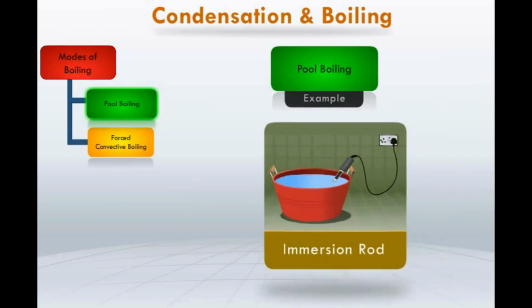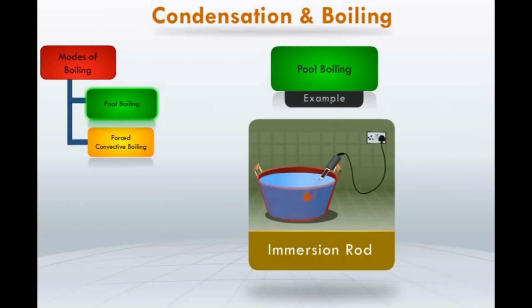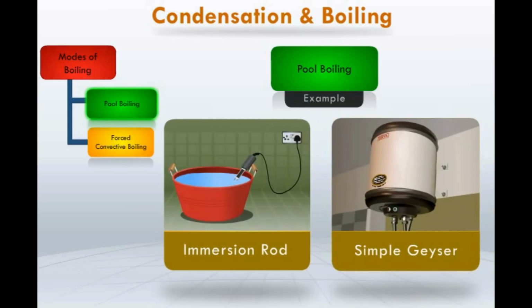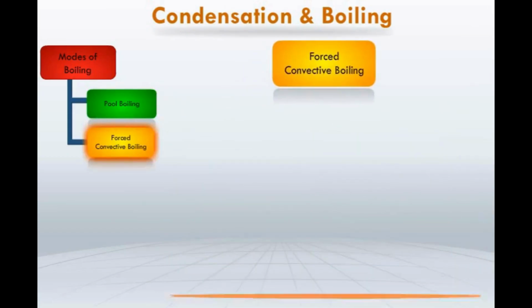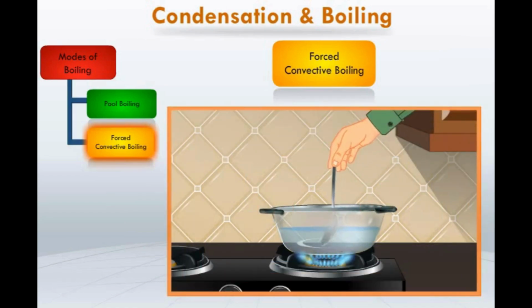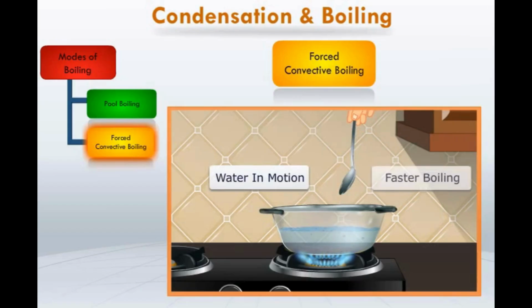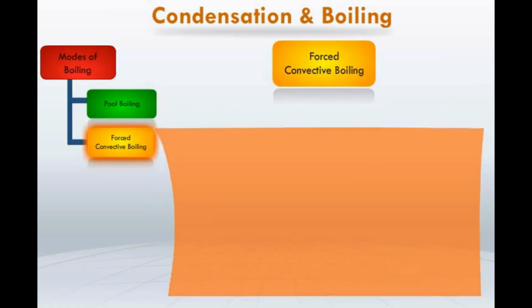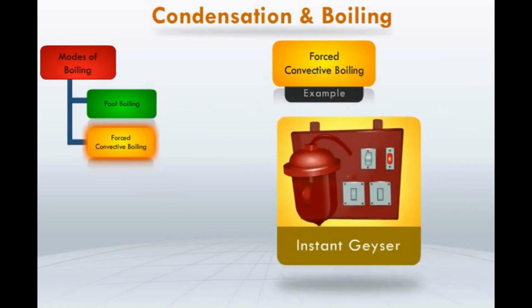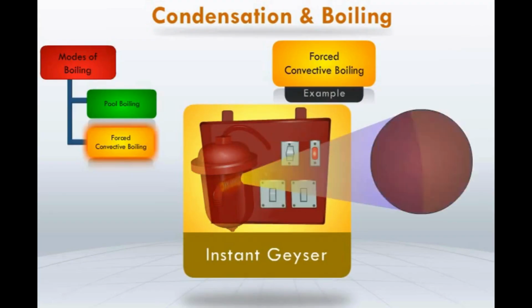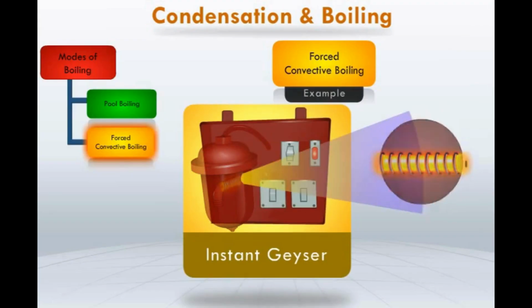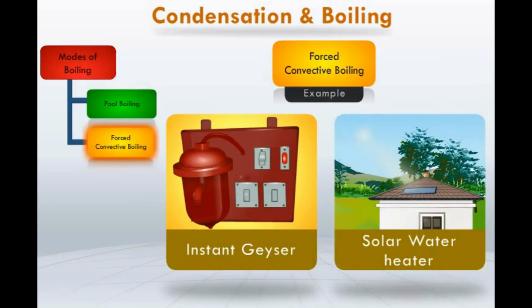For example, boiling the water with an immersion rod and a simple geyser, etc. But if we stir the water in the pan, as it gets heated, we see that the water comes in motion and it starts boiling faster compared to the water which is stationary. This mode of boiling is known as forced convective boiling. For example, using the instant geyser and solar water heater to boil the water.